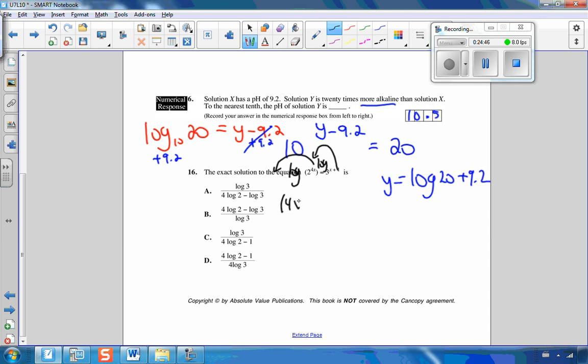So I've got 4x times log of 2 equals, in brackets, (x plus 1) times log of 3. Now, remember log of 2 and log of 3, they're just numbers.